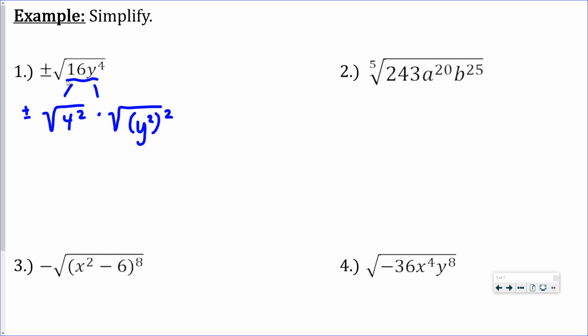Everybody agree that that's the same as y to the 4th? Okay, now the reason I'm writing it like this is because you can see what cancels out. This square root would cancel out with this squaring. This square root would cancel out with this squaring. Not this one. This one. So I end up getting plus or minus 4y squared for that. 4y squared.